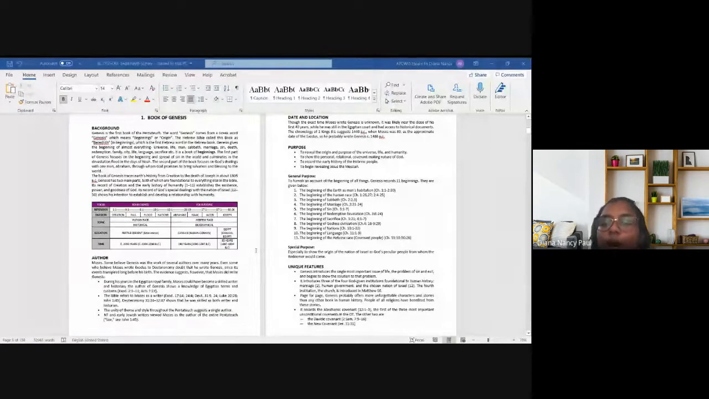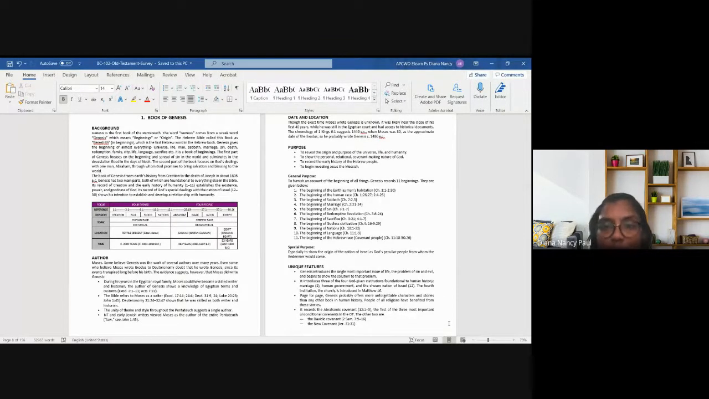So we see how God created. God created the heaven and earth and all the habitations that man needs. Even before God created man, he created everything that is needed for the man.